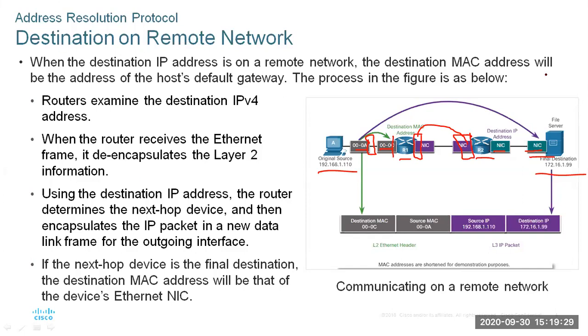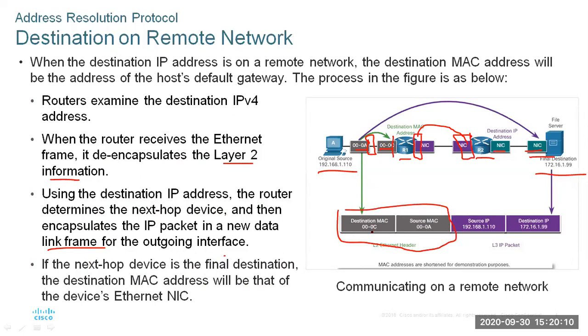So routers examine the destination IP version 4 address. When the router receives the Ethernet frame, it decapsulates the layer 2 information. The layer 2 information is the MAC address that we're talking about. That's the frame. Now, using the destination IP address, the router determines the next hop device and then encapsulates the IP packet in a new data link frame for the outgoing interface. If the next hop device is the final destination, the destination MAC address will be that of the device's network interface card. So you see, this is the layer 2 communication in the header.